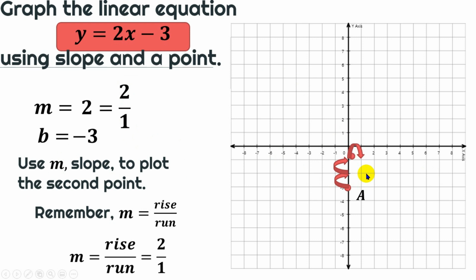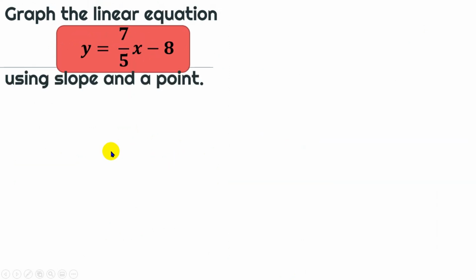So, plot natin yung point, and that will be our point B. Then, let us draw now the line that will pass through those 2 points to have our line for this linear equation. y = 2x - 3. So, this is now our graph for this equation. Proceed to our next example.